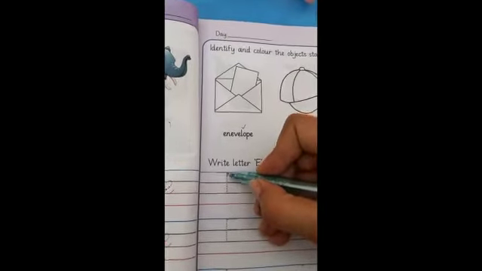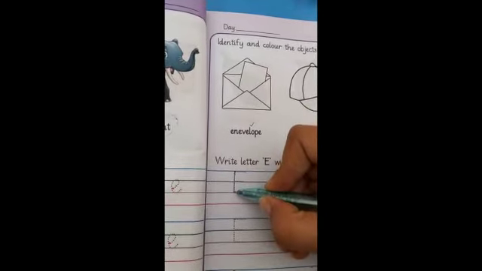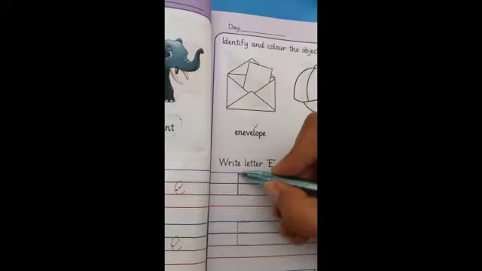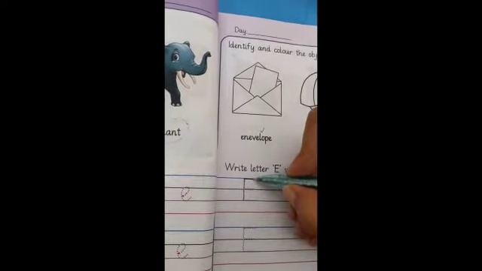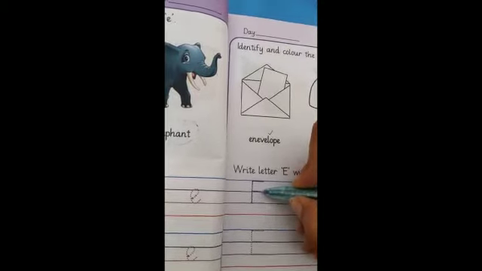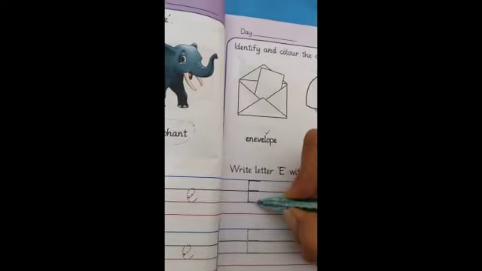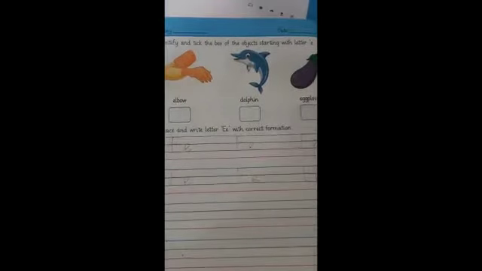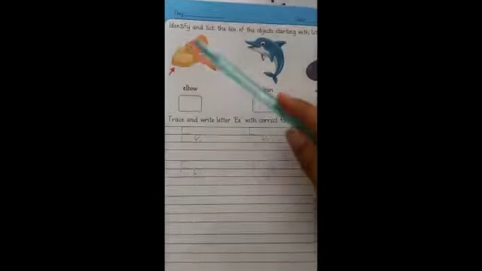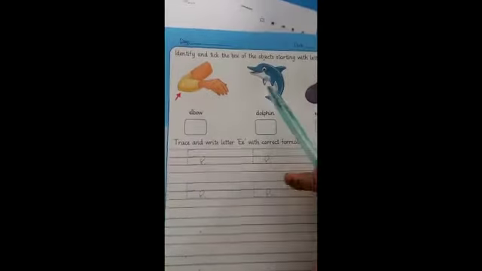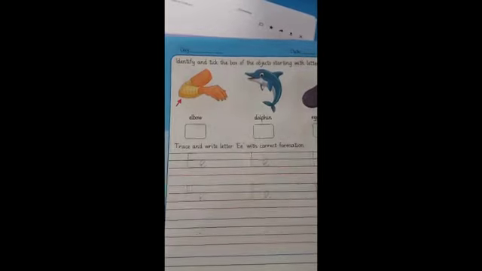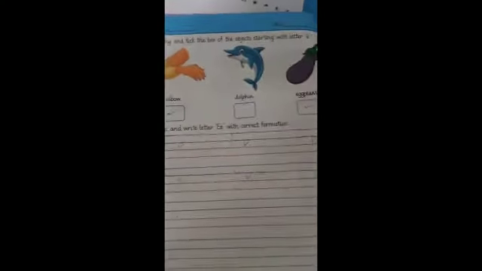We start from this arrow and go straight down to the bottom and we'll draw a straight line from the top to the side and then we'll draw a straight line to the middle and we'll draw a straight line to the bottom. So this is capital E. Now let's have a look. Identify and tick the box of the objects starting with letter E. So identify this is elbow and this is eggplant. So identify them and tick them.